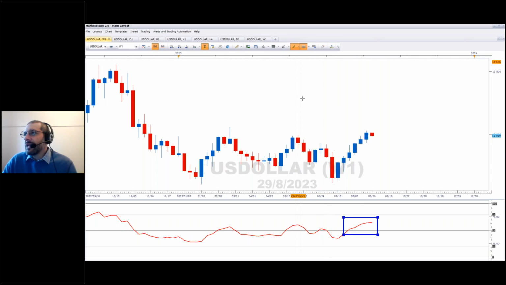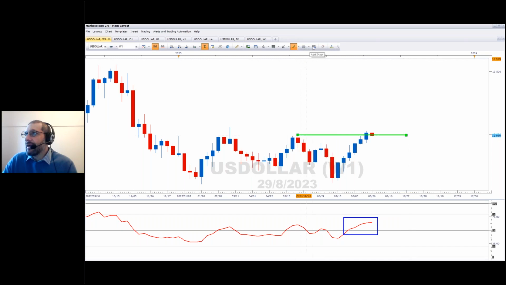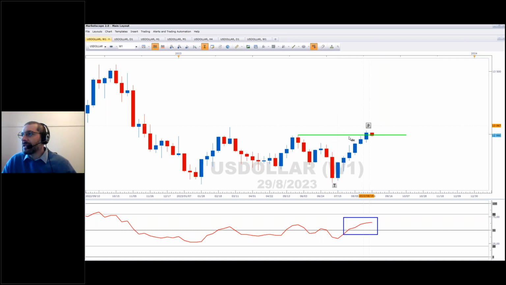In fact, we can also look at the peaks and troughs, and in my opinion the references would look like this: trough and peak, and the peak is higher than our previous peak before. So perhaps some sort of bullish bias coming in.